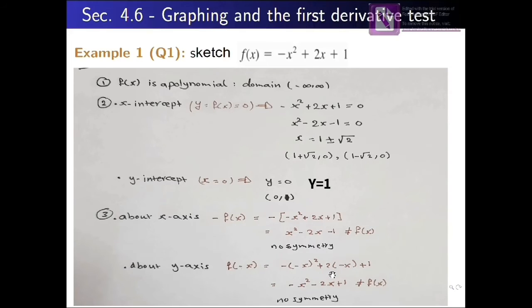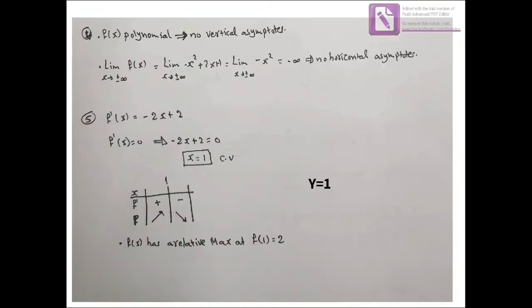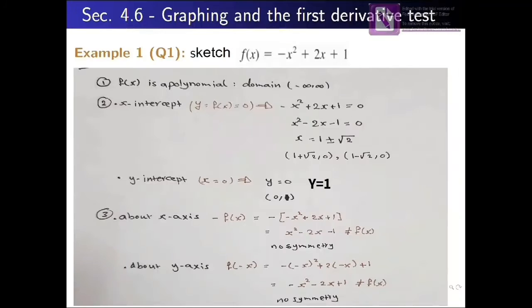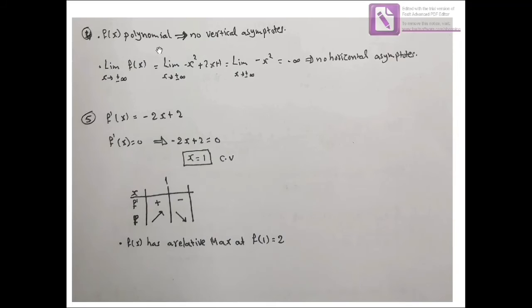Replace x by minus x, we get 2 multiplied by minus x plus 1. So this will give us minus x squared minus 2x plus 1. If you compare this one now with the original function, they look different. So we conclude that f(-x) is not equal to f(x), so there is no symmetry about the x-axis, and there is no symmetry about the y-axis. So now for the vertical asymptote, it is clear for this one it is not a rational function, it is defined everywhere, so this function has no vertical asymptote. So we conclude f(x) is a polynomial, there is no vertical asymptote.